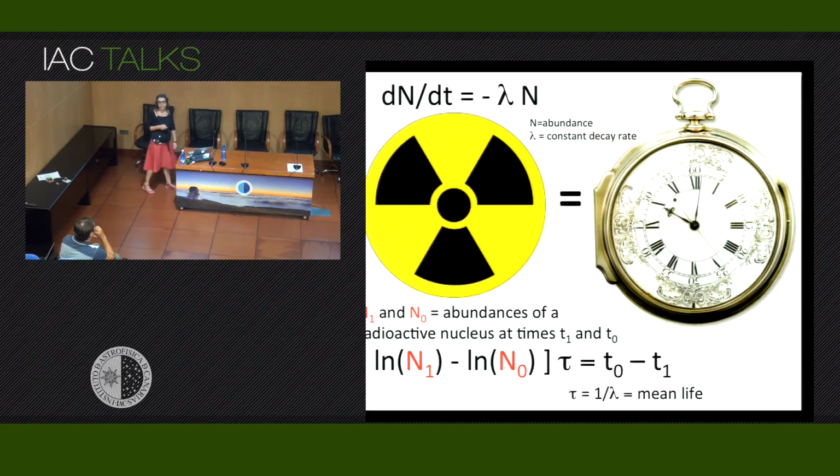You just have to take the logarithm of the abundances, you multiply it by tau, which is nothing else than the inverse of this decay rate, and it's called mean life, and then you get directly this time interval. So you can see it's extremely powerful. It is a very precise clock. All we have to know is this tau. In principle, we know tau because it can be derived from nuclear experiments.